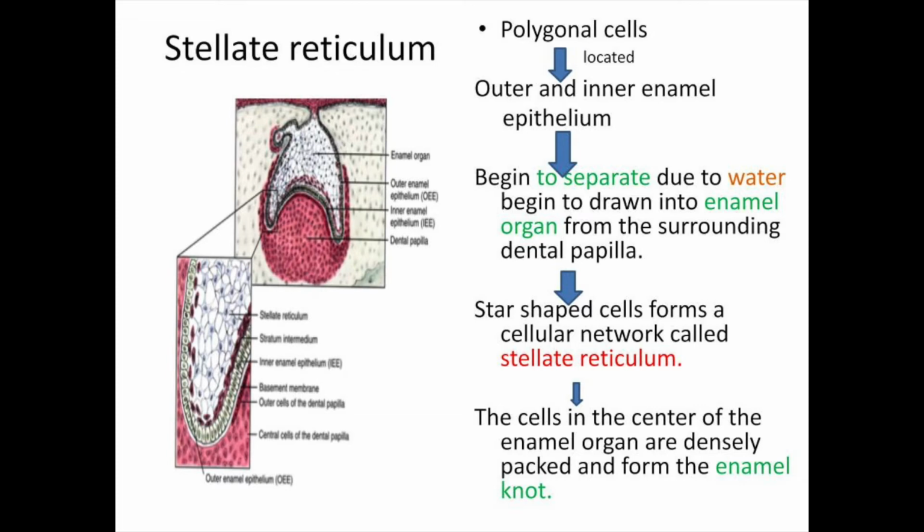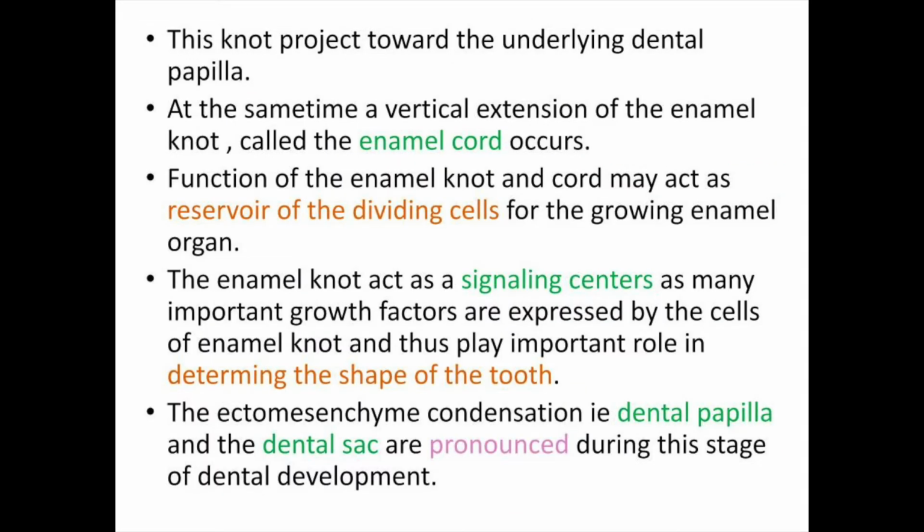The cells in the center of the enamel organ are densely packed and form the enamel knot. This knot projects towards the underlying dental papilla. At the same time, a vertical extension of the enamel knot called enamel cord occurs. The enamel knot and cord act as a reservoir of dividing cells for the growing enamel organ. The enamel knot acts as a signaling center, as many important growth factors are expressed by its cells, and thus plays an important role in determining the shape of the tooth.